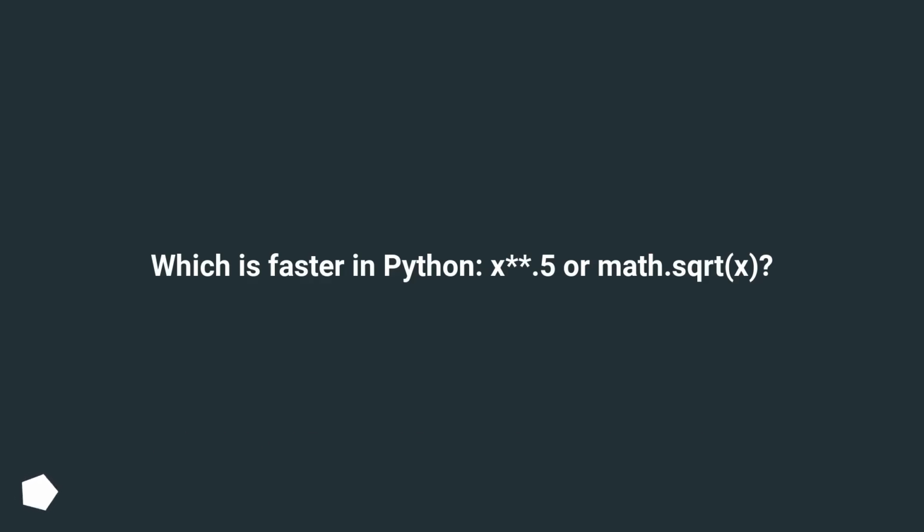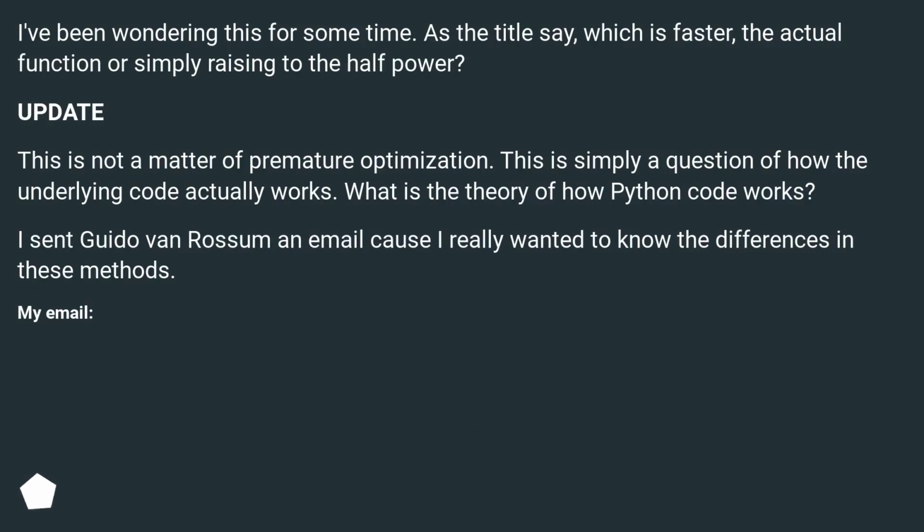Which is faster in Python, x**.5 or math.sqrt(x)? I've been wondering this for some time. As the title says, which is faster, the actual function or simply raising to the half power? Update: this is not a matter of premature optimization. This is simply a question of how the underlying code actually works.